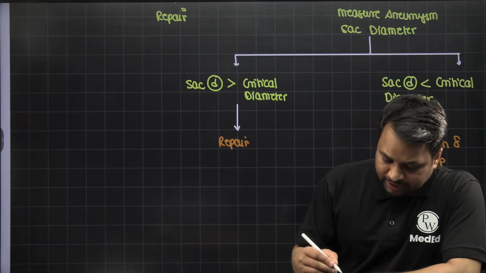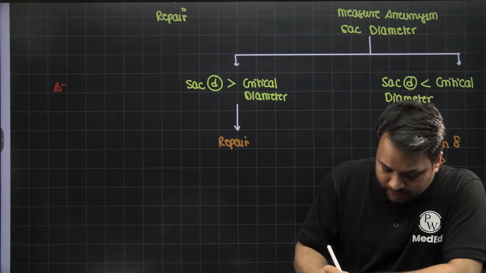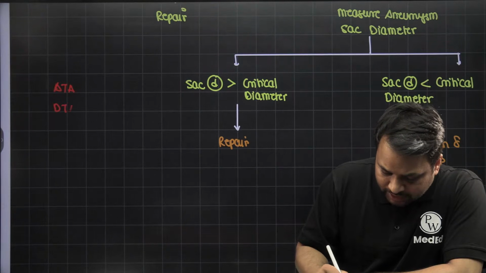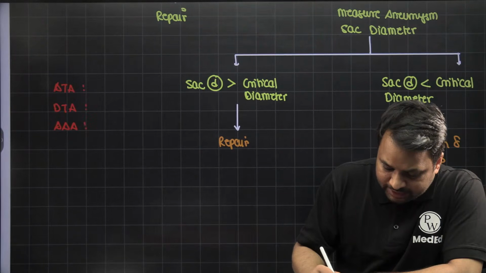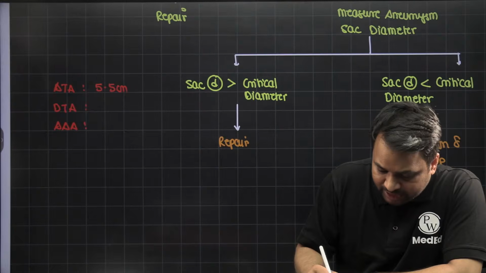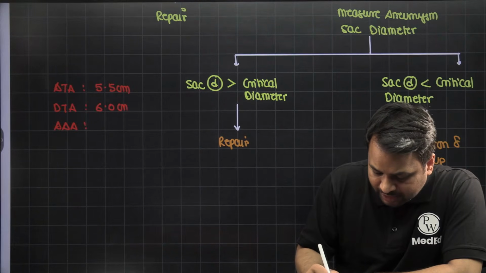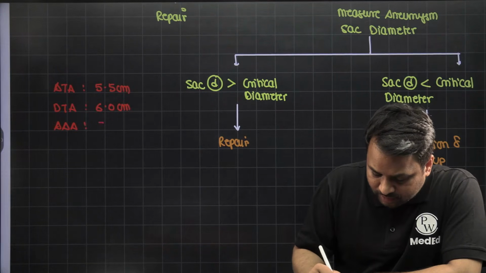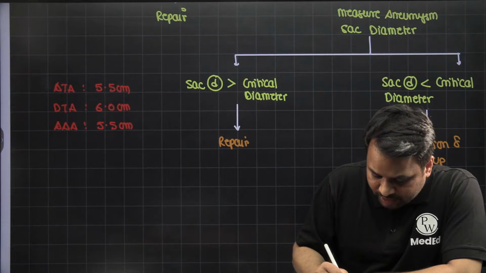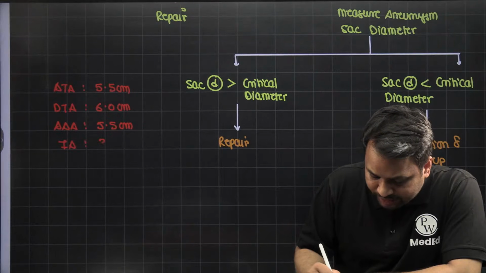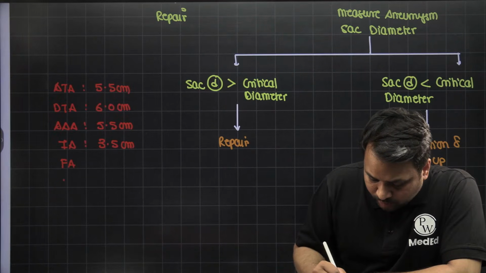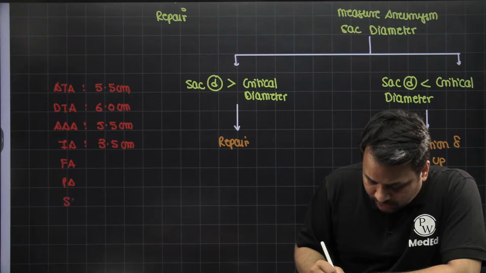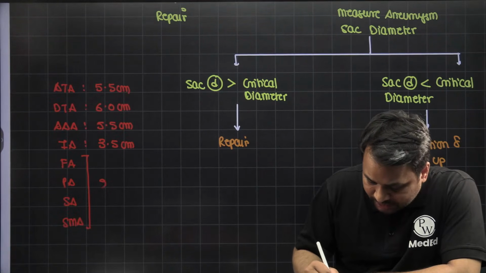In order to understand the critical diameter: ascending thoracic aorta, descending thoracic aorta, and the abdominal aortic aneurysm. For ascending thoracic aorta, it is 5.5 centimeters. For descending thoracic aorta, it is 6 centimeters. Abdominal aortic aneurysm, again, it is going to be 5.5 centimeters. Iliac artery is going to be 3.5 centimeters. Femoral artery, popliteal artery, splenic artery, superior mesenteric artery: for all these vessels, it is going to be 2 centimeters, right?